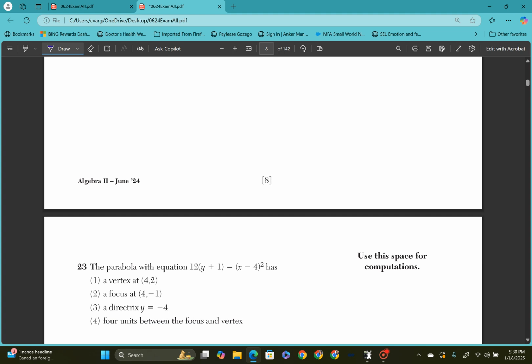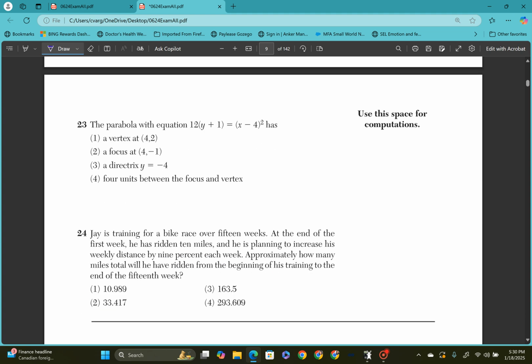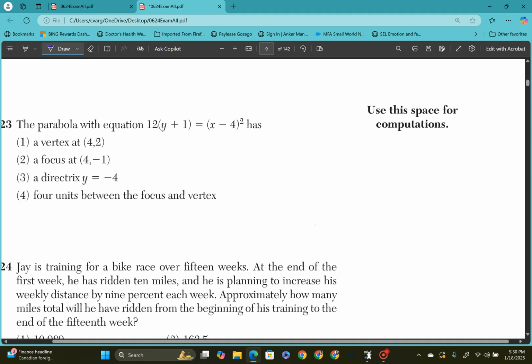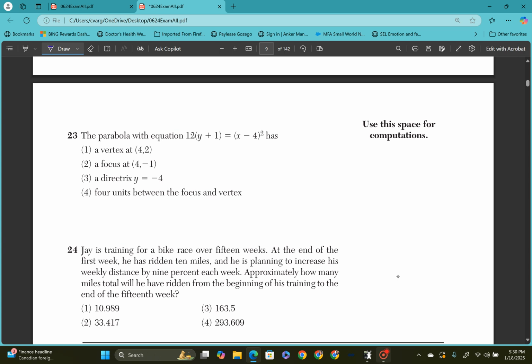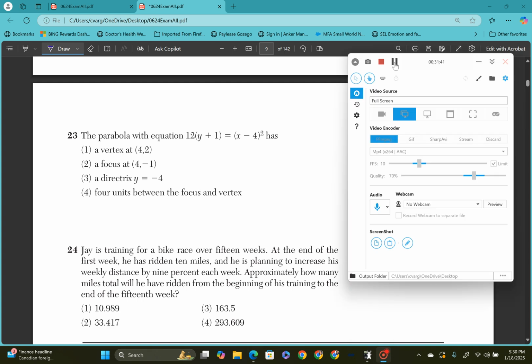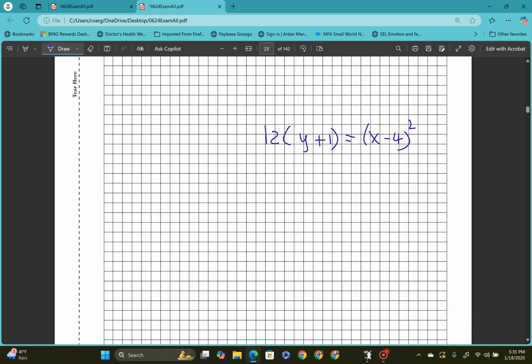Question number 23. For this one, you have a parabola, a vertex and focus question. So we want to see what is going to be our correct answer here. This is similar to the one that we did before. So what I did is I went to my sheet of graph paper and I plugged my function in.